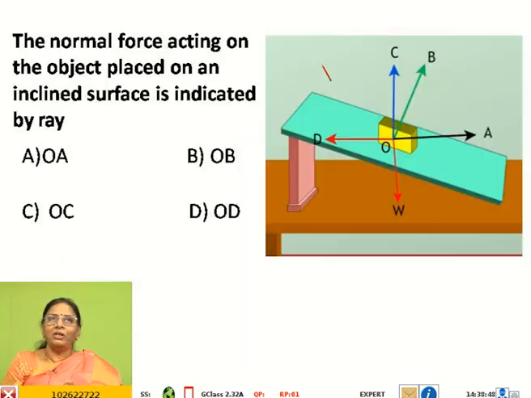The question is, the normal force acting on the object placed on an inclined surface is indicated by ray OA, OB, OC or OD. You can see the diagram there, children. You will have to identify the normal ray out of all these. And your time starts now. I give you 30 seconds of time, children. Use your clickers and click on the correct option.